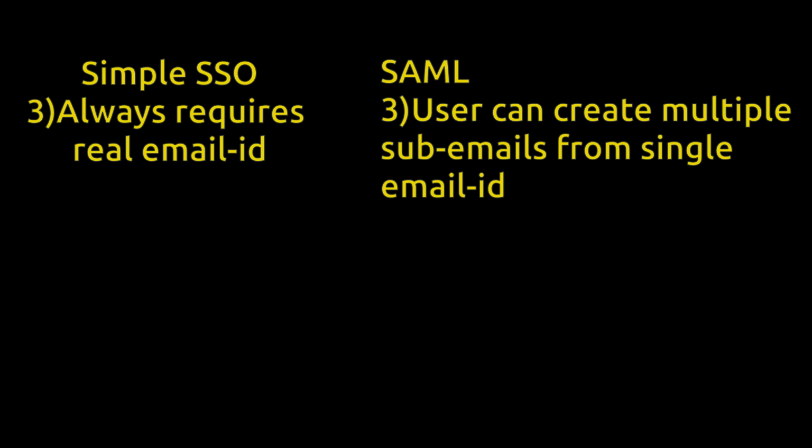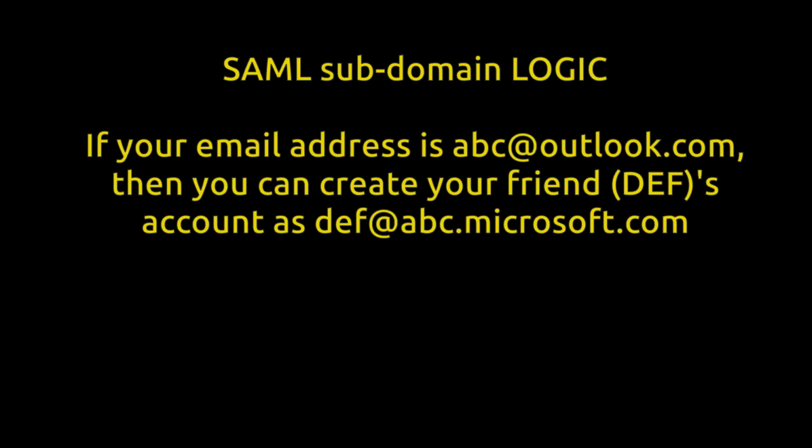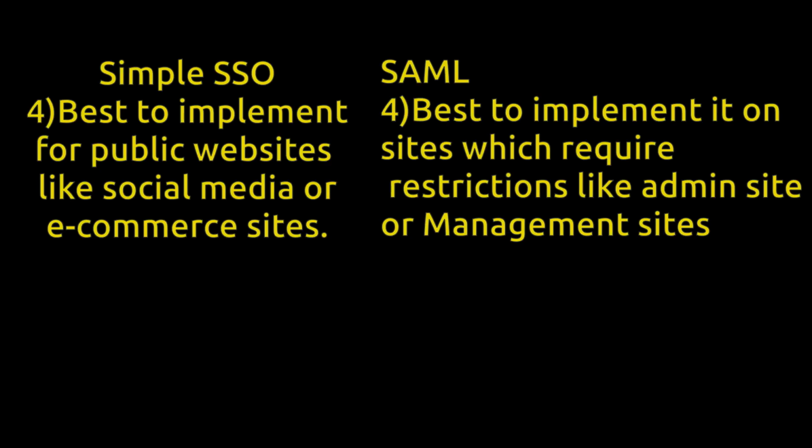Third, in simple SSO, you must have an original Microsoft email account like xyz@outlook.com, but in SAML you can create a subdomain account. For example, if your email address is abc@outlook.com and your friend DEF doesn't have any email account, you can create his email as def@xyz.microsoft.com.